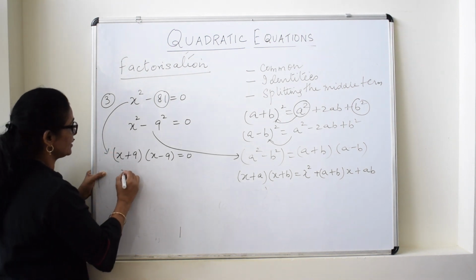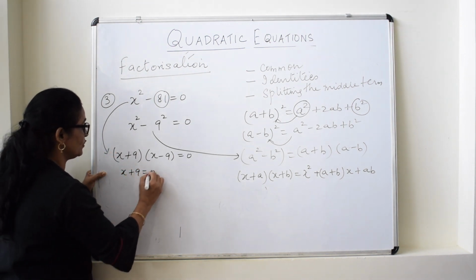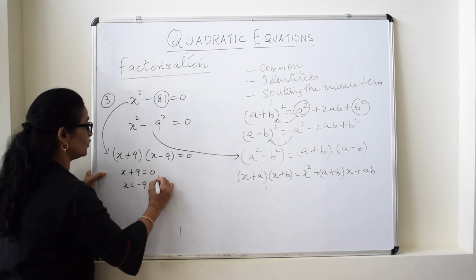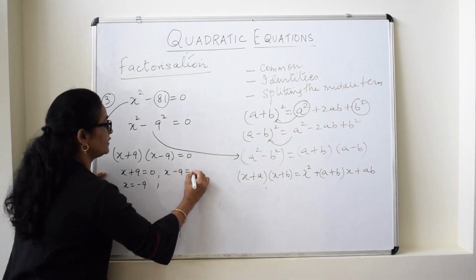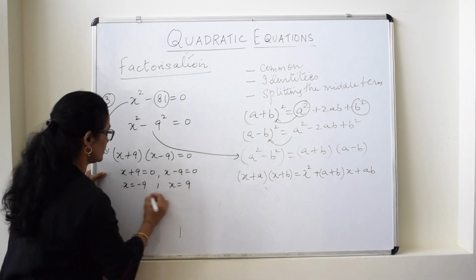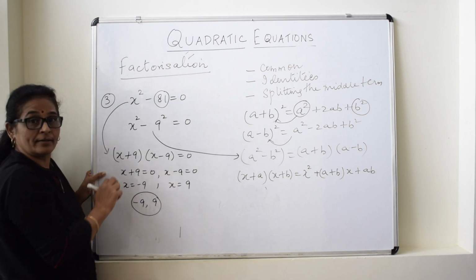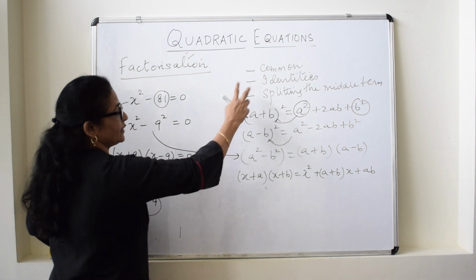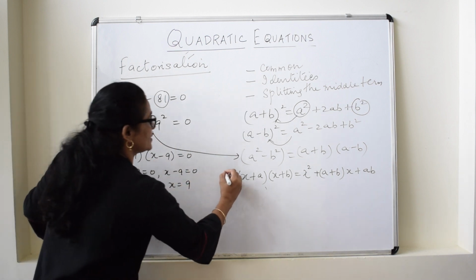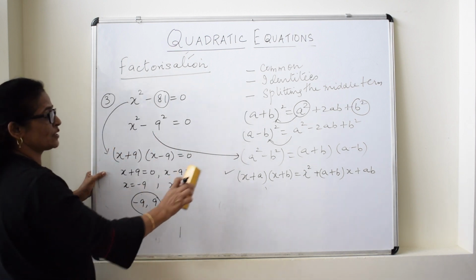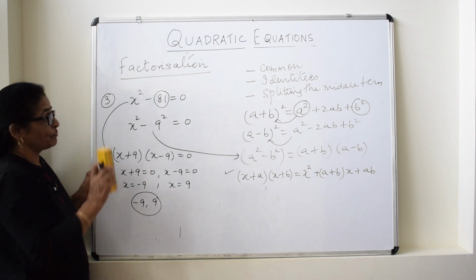Okay, and each linear factor will be equated to 0, which will give us the value of x. Those two values will be called the roots of the quadratic equation. So these are the three identities that we have used. Now we will see one question which is based on the fourth identity.